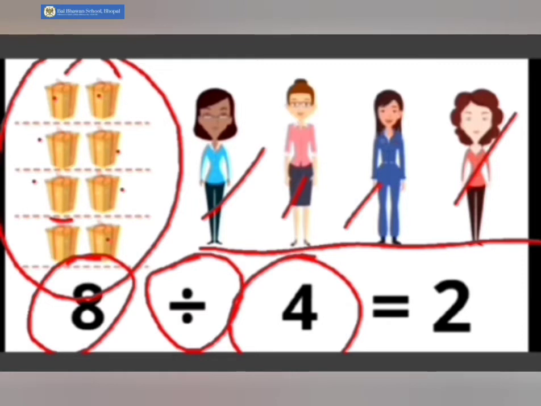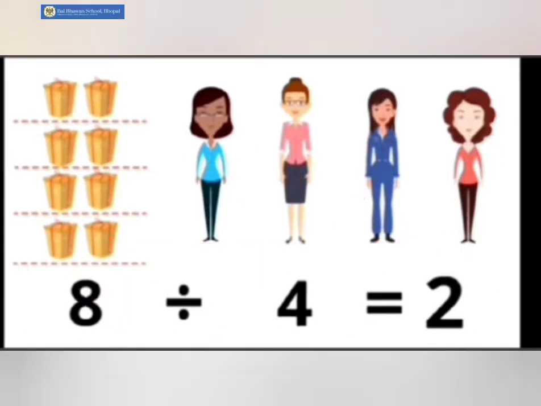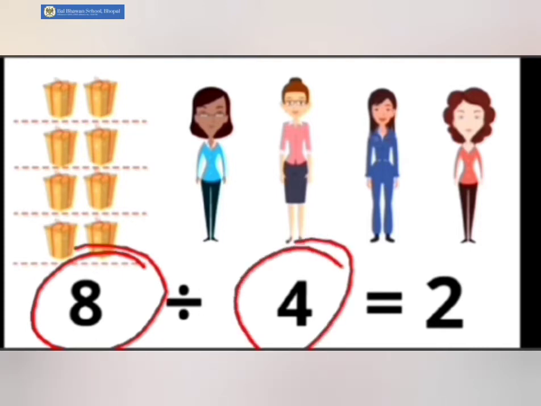After reading the table, you will get the answer here. Let us know what these numbers are called. 8 is the dividend, 4 is the divisor, and 2, the answer, is called the quotient.